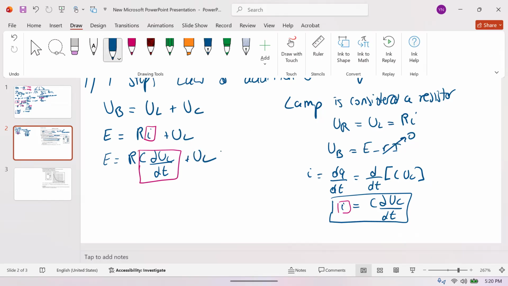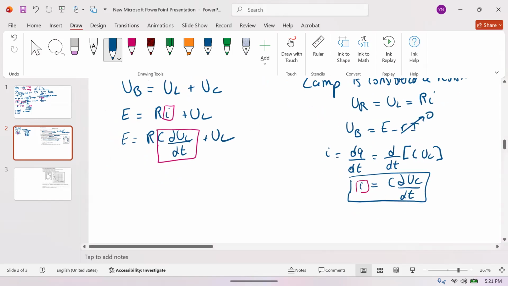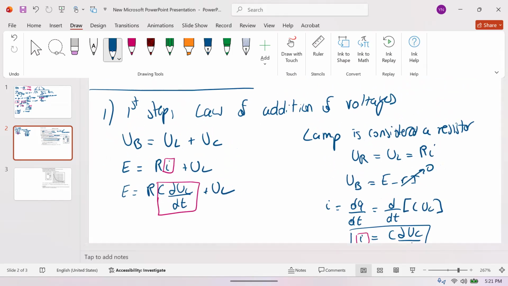You can ask me, why didn't you just replace I by dq over dt, the main formula that we know? You're right. But then I will get to the same problem, which is having Q and UC, which are two different variables in the same differential equation, and this is not what I want. So the first step is writing the addition of voltages, and the second step is replacing I by its formula, the most important formula for the differential equation.